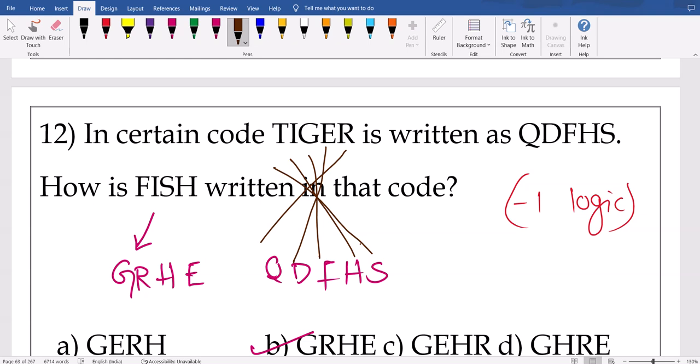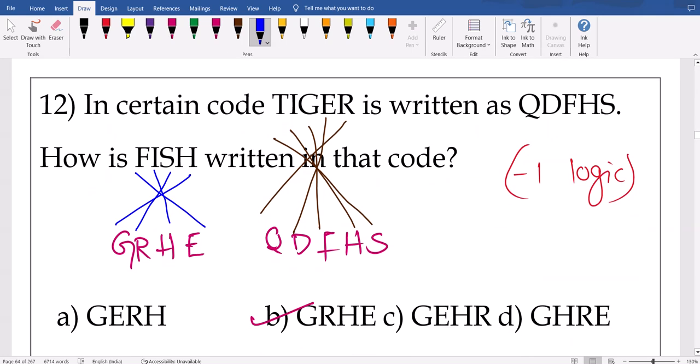Now for fish, same logic: H before letter, F before letter, S before letter, I before letter. So minus 1 logic, back to front. Or else do minus 1 and write it in reverse. Back to front, simple minus 1 logic. Option B is suitable. So the next one, coding and decoding, we can expect again 3 to 4 questions in abstract reasoning.